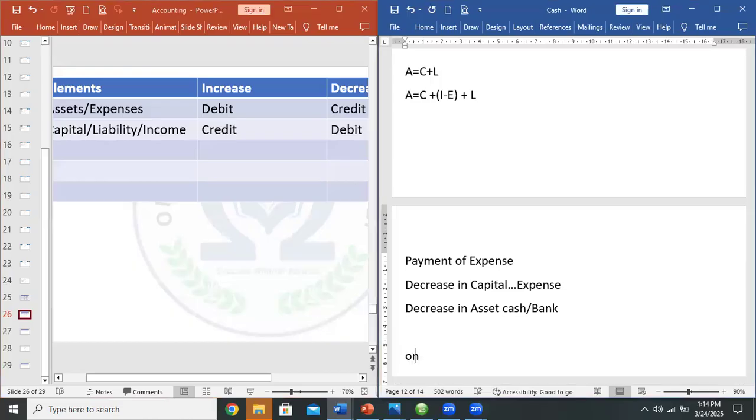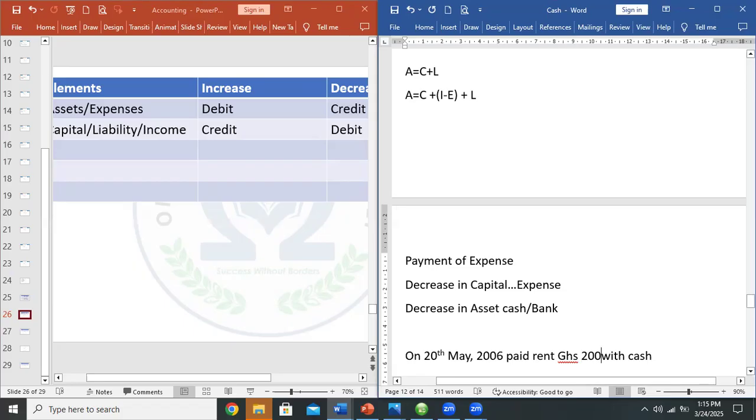So on 20th May 2006, paid rent 200 Ghana cedis with cash. Okay, so on 20th May 2006, paid rent 200 Ghana cedis with cash.